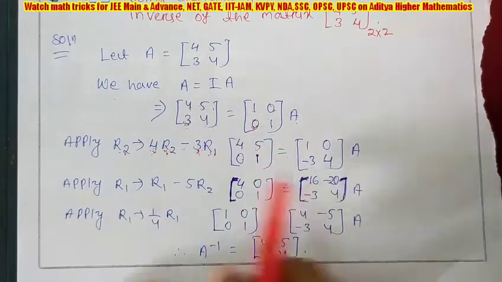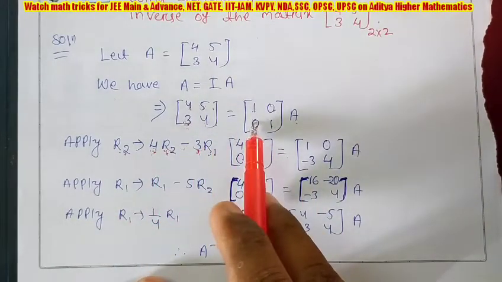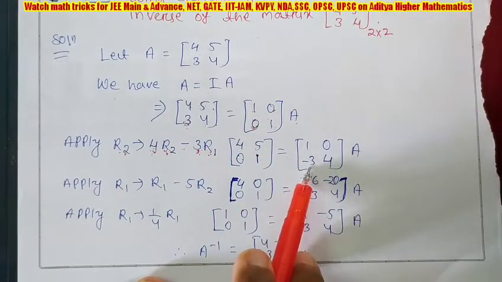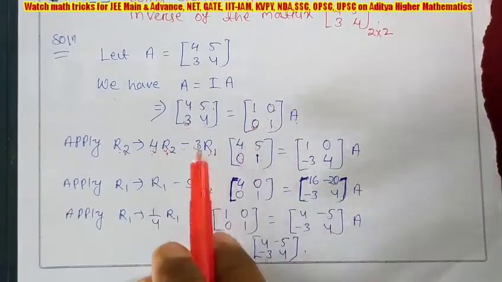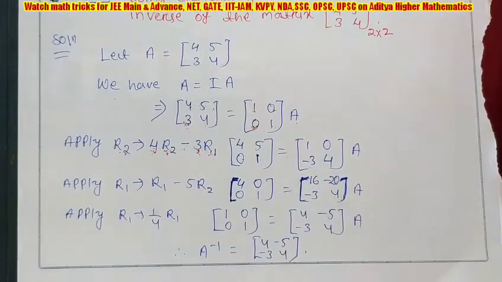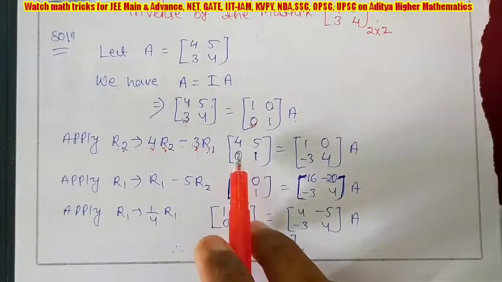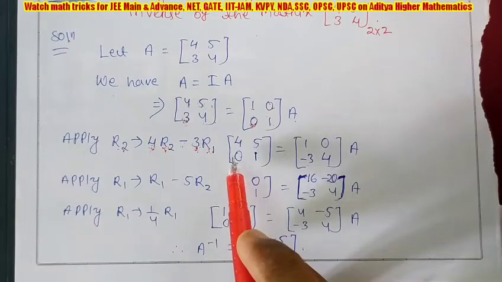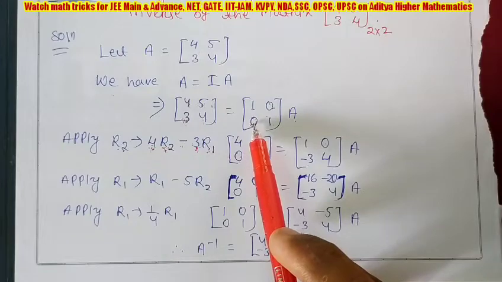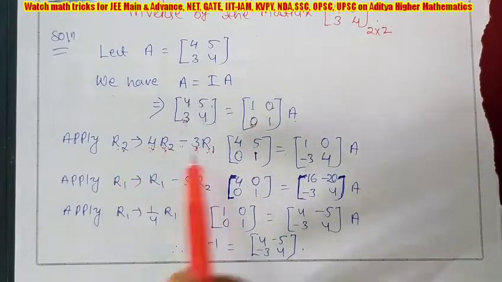Similarly here also, 4, 0. 0 minus 3 into 1. So 0 minus 3 is minus 3. It's 4 into 1, 4, minus 3 into 0. So 4. So we got 0, because I told you we have to make the I matrix or identity matrix. In the identity matrix, the R2 first element is 0. So first I am changing R2.